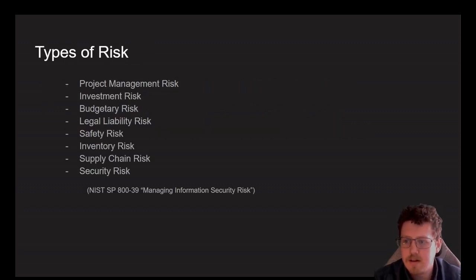Okay, so what types of risk can an organisation expose itself to? Here's a list from the NIST special publication 800-39 called Managing Information Security Risk. This comes up with a list of different types. You've got project management risks, so risks associated with management decisions not going according to plan, not having an adequate plan for how the project should unfold, or maybe there are things that weren't accounted for.